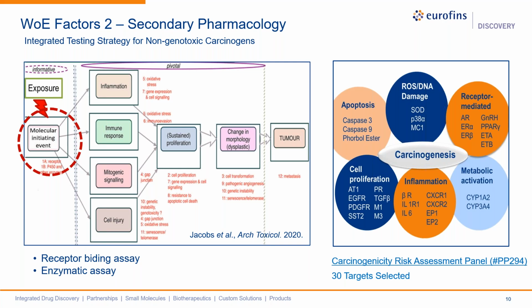Here we introduce our carcinogenicity risk assessment panel focused on key targets involved in tumor formation, such as receptor binding assays and enzymatic assays, including some kinase, protease, CYP, and more. Our target selection is based on systematic surveys of the PubMed literature, emphasizing the most relevant receptors addressing carcinogenesis risk.